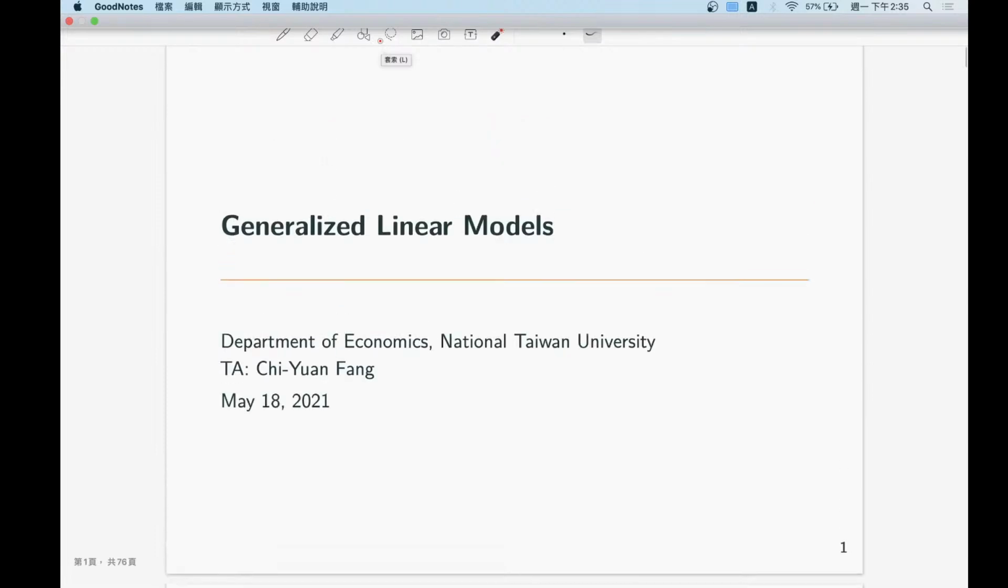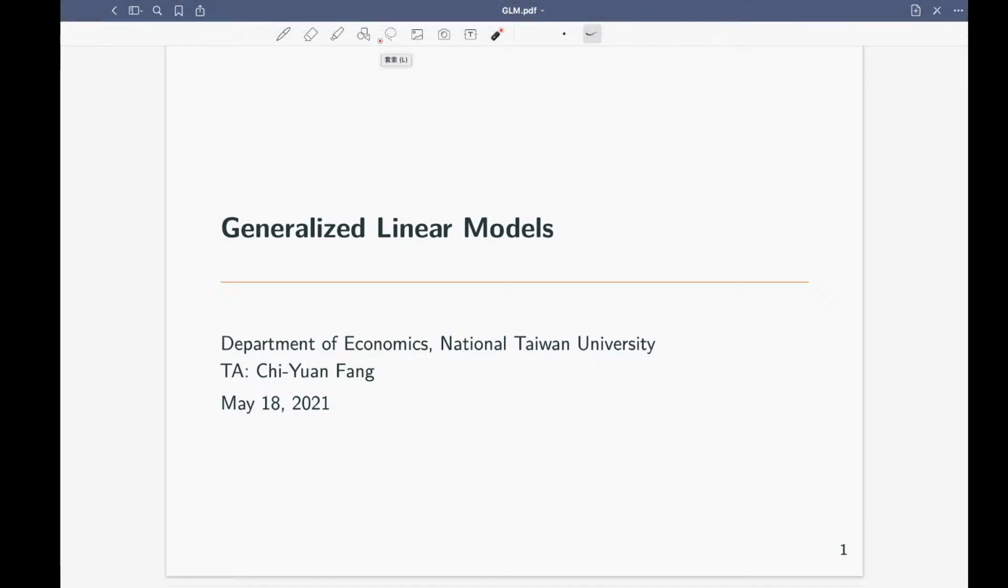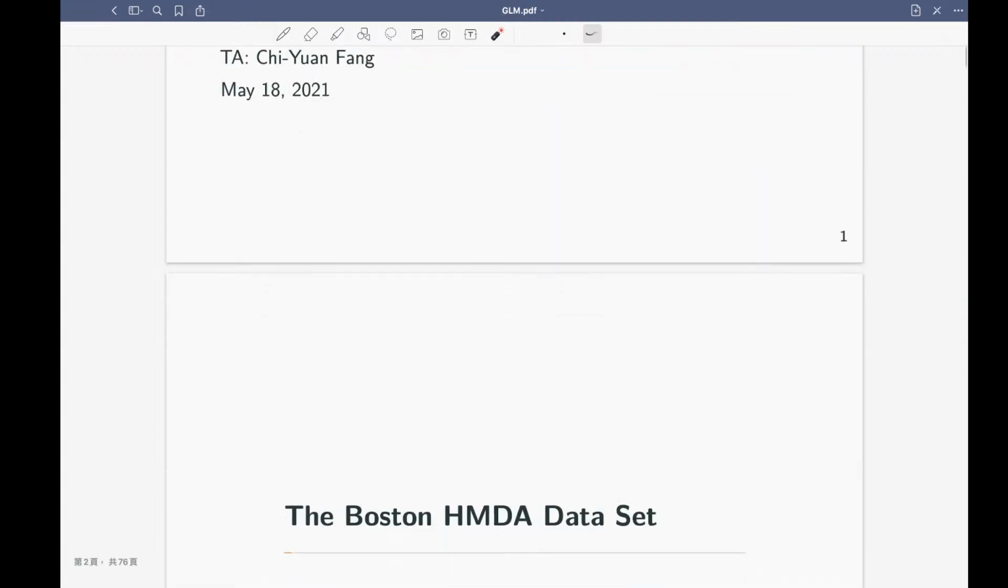Okay, so today I will discuss the topic: the generalized linear model. I think this is a very important issue for modeling our interest and some covariates, that is, regressors. So let's start with the next page.